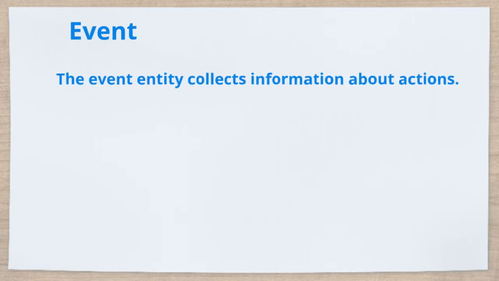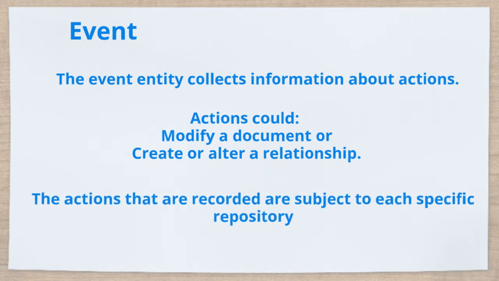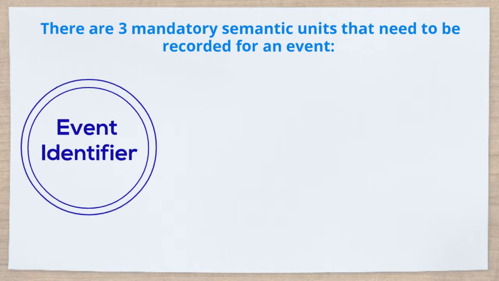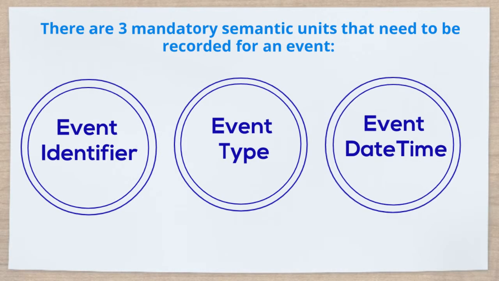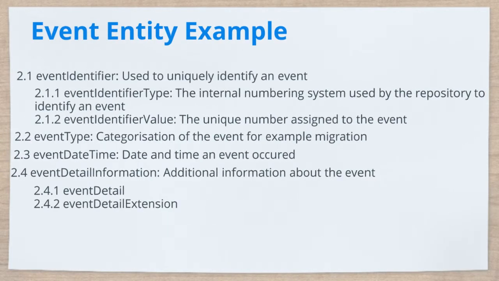The event entity is all about actions, such as actions that have made changes to a document and actions that create or alter relationships. There are three mandatory semantic units for an event according to PREMIS. These are event identifier, event type and event date time. The PREMIS model also allows you to add other information about the event, as these can be different for every repository.